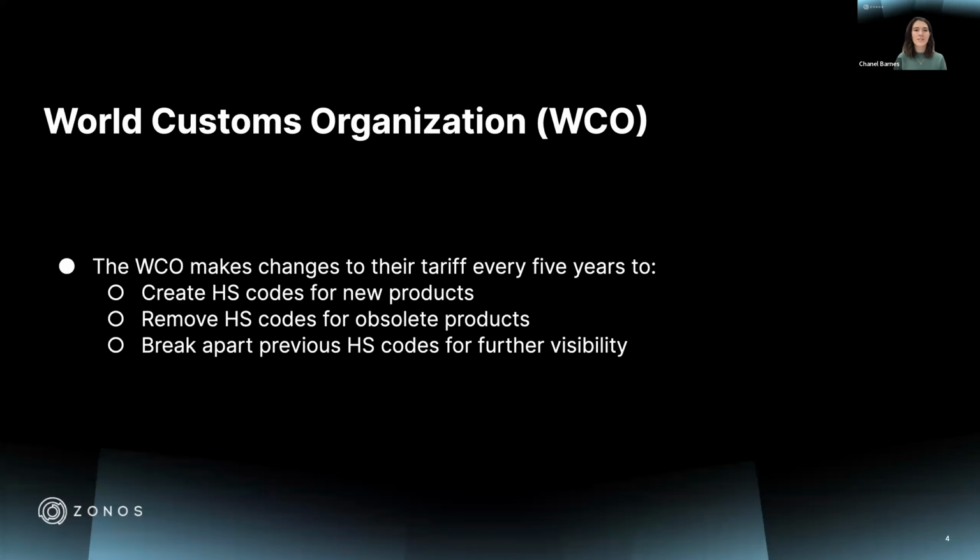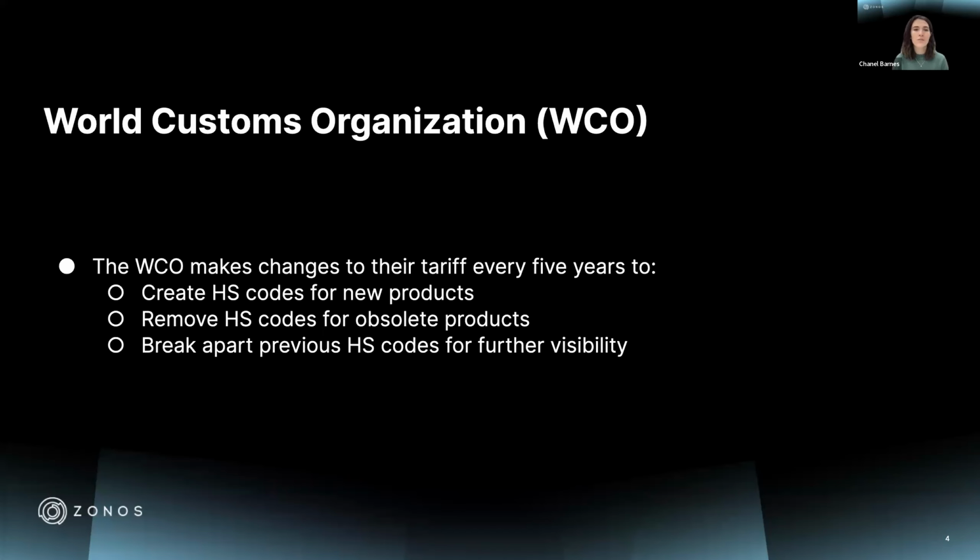Now we're going to talk about where these codes come from and who regulates them. These codes are generated and created by the World Customs Organization, the WCO. They make changes to their tariff schedule every 5 years. One is happening now in 2022; specifically on January 1st, 2022, they implemented these new codes to the 6th digit. The reason they make changes to this tariff every 5 years is to create new HS codes for new products, on the flip side, remove HS codes from obsolete products, and lastly, to break apart previous HS codes for further visibility. We'll go through a few examples in a minute.